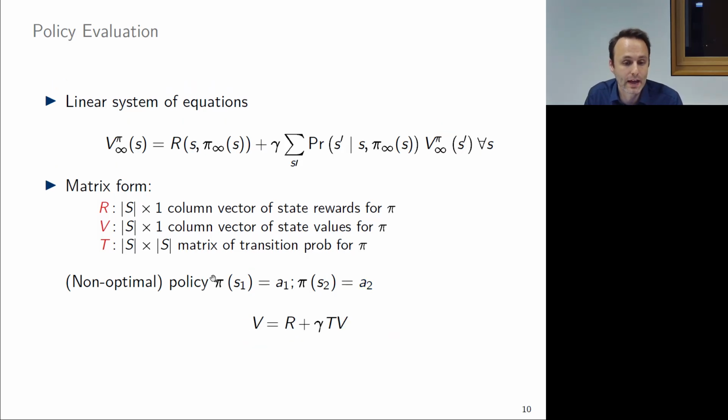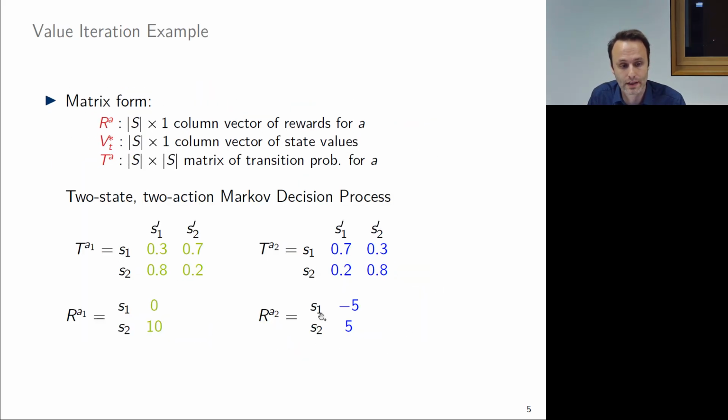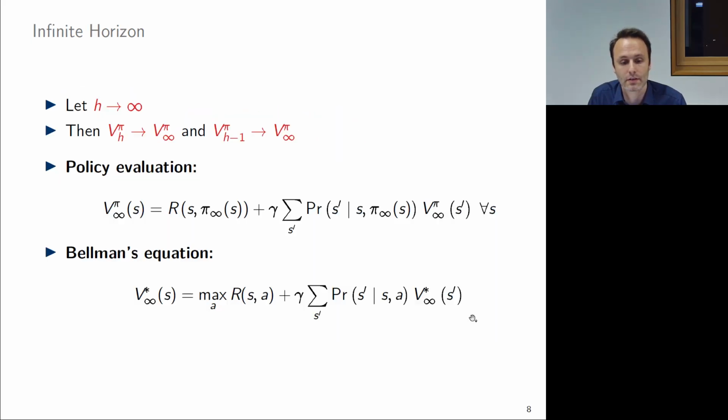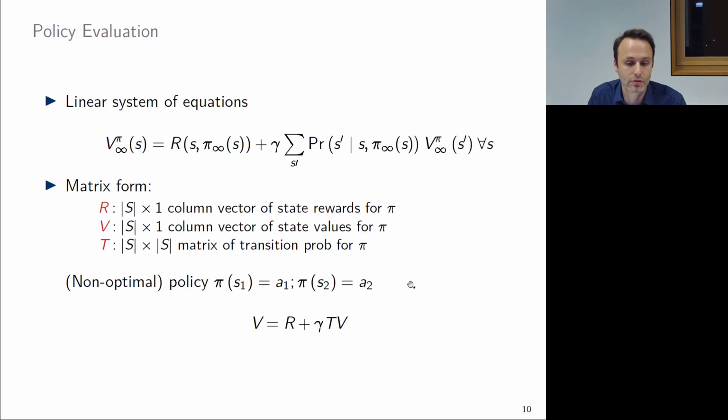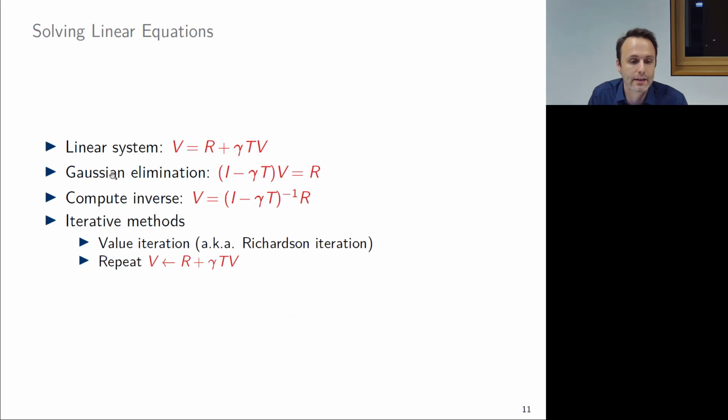Now, if we have this, we can actually write this equation as v equal r plus gamma times Tv. Yeah? And this is a system of linear equations that is possibly nonlinear. So we could perhaps improve. And if you closely look at those values, you might see that there is some room for improvement. And this can be solved by a Gaussian elimination procedure or computing the inverse, or iterative methods.